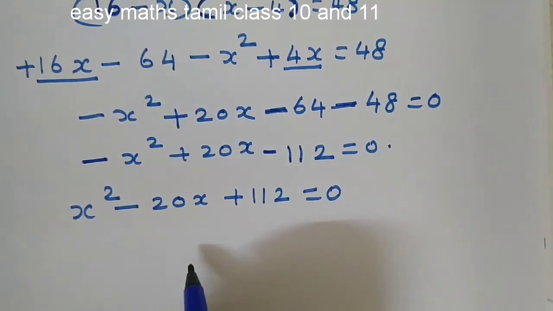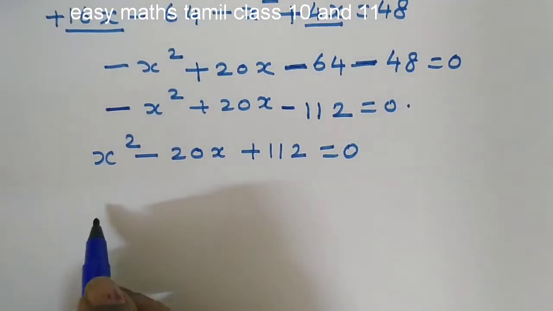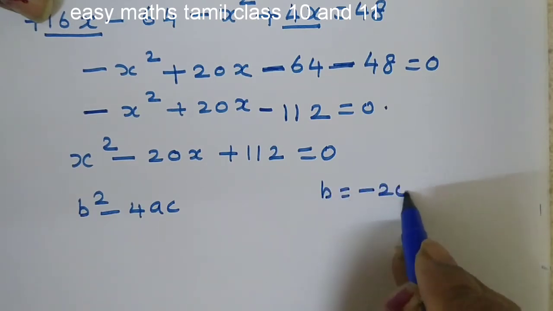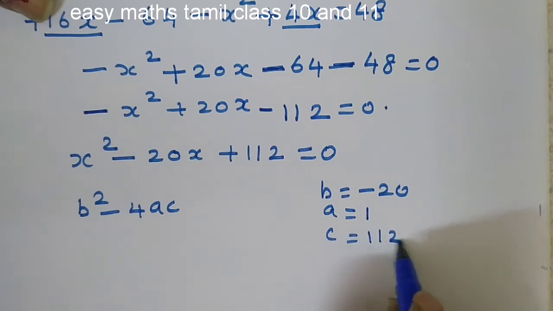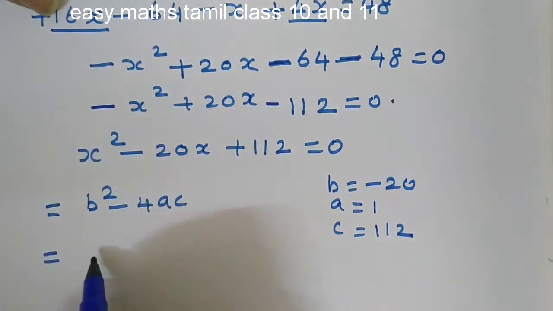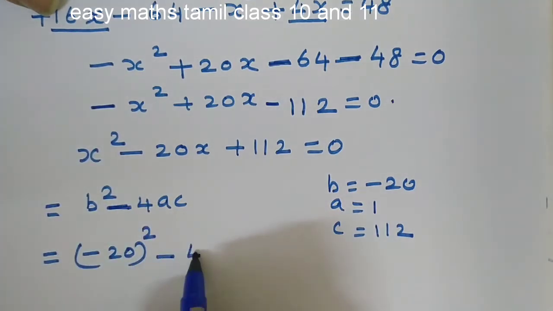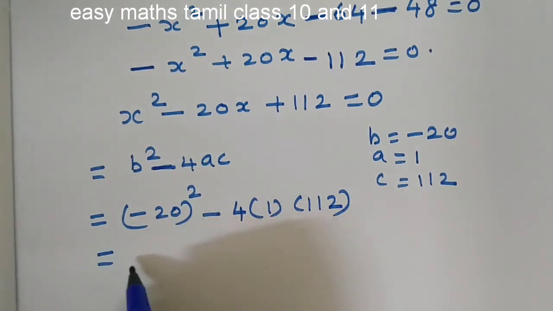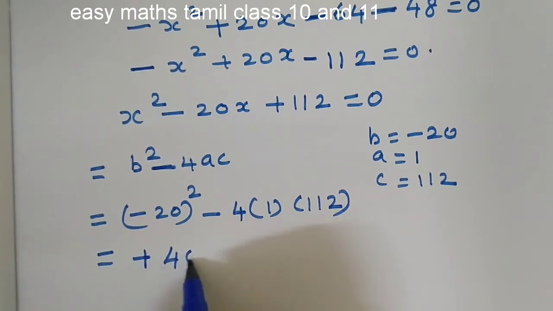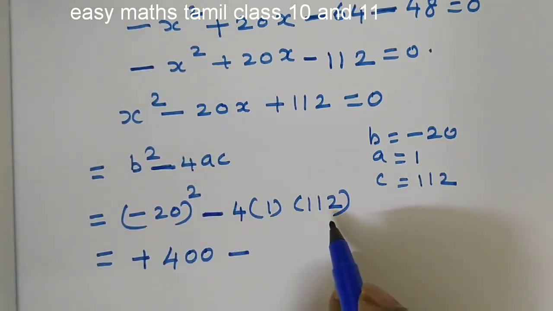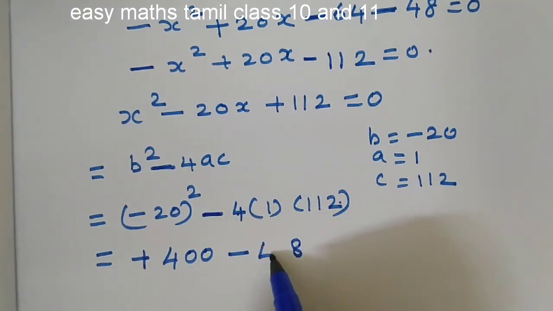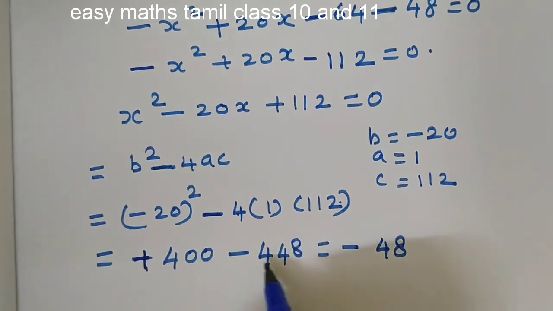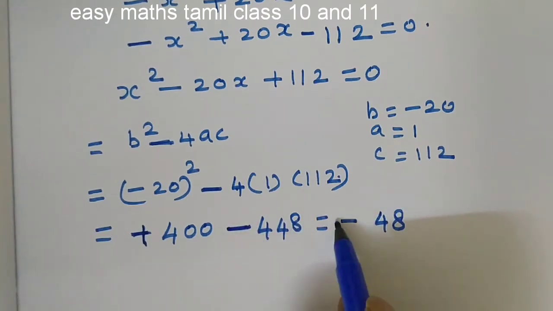Now factorize this. Using the discriminant b square minus 4ac, we can calculate the situation. So the value of b is minus 20, the value of a is 1, the value of c is 112. So b square minus 4ac is minus 20 square minus 4 into 1 into 112. Minus 20 into minus 20, minus into minus is plus, 20 into 20 is 400. Minus 4 into 112 is 448. The answer is minus 48. Opposite sign, subtract 400 from 448. The answer is 48. Put the greater number's sign here.